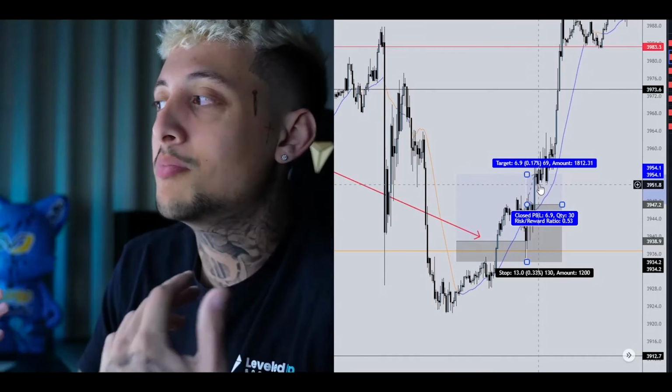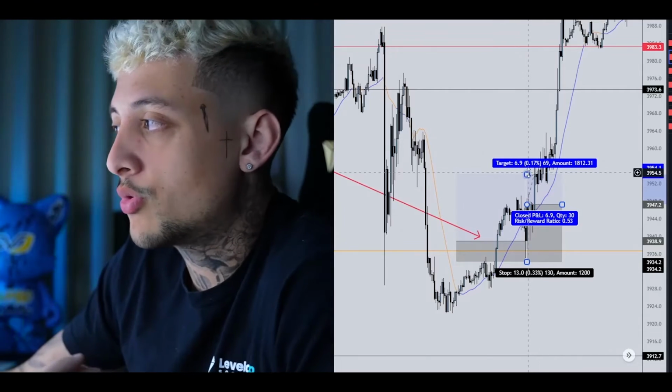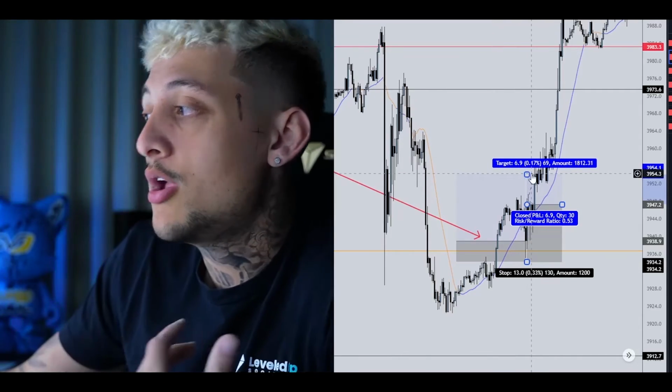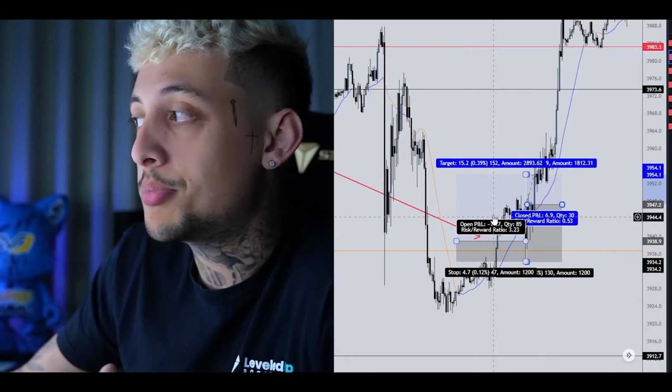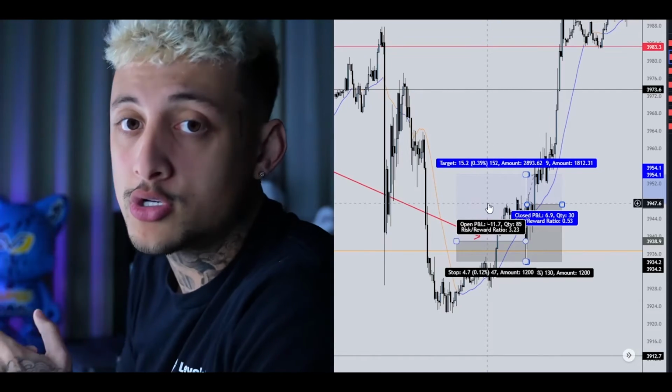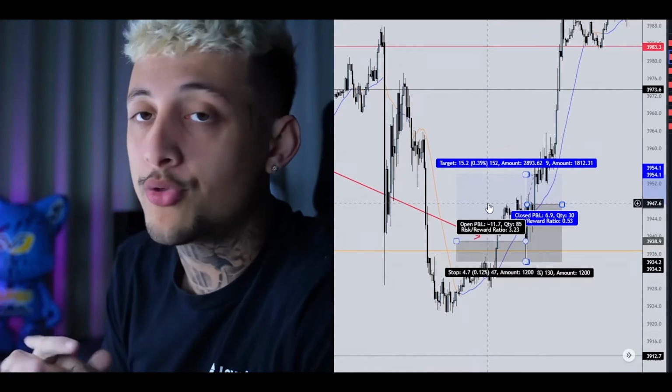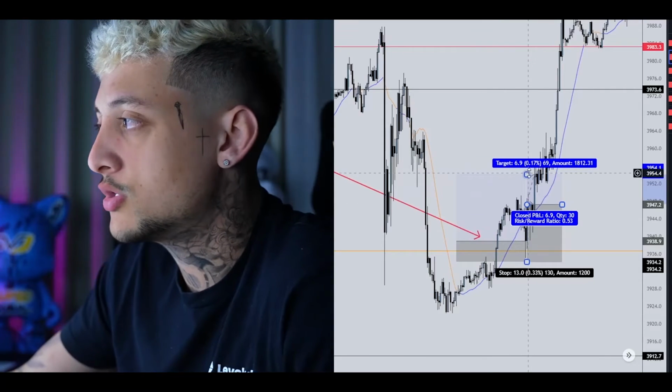So with that in mind, it's not even going to be a positive risk to reward ratio, and it's not going to be worth taking the position. While with the aggressive entry method, you would have been up 3 times your risk, meaning that every $100 you risked in the market, you're up $323 in this situation, which is great.